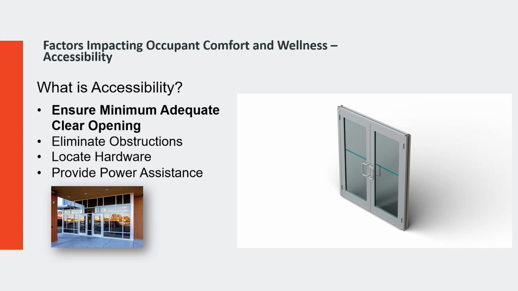ADA sets maximum pull forces that all entrances have to comply with. Typically on exterior doors, ADA says that no more than 8.5 to 10 pounds of operating force to open a door is the max. And then all doors have to have a minimum clear opening of 32 inches. You can have a wider door than that, but according to ADA, you can't have a door with a smaller clear opening than 32 inches. And again, this is for accessibility of a wheelchair through that entrance.